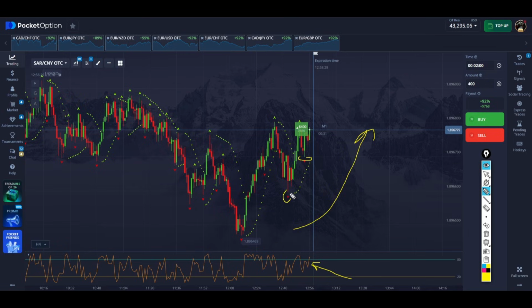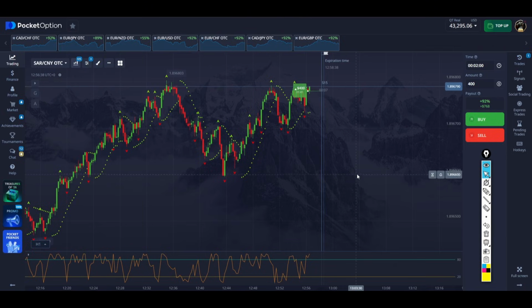The stochastic is in overbought territory, and we have two bearish fractals, with parabolic SAR also aligning. Everything lines up well except the stochastic. Still, I believe price has room to continue higher and push for a new high, as there's clear space for further growth. Let's see how this setup plays out.